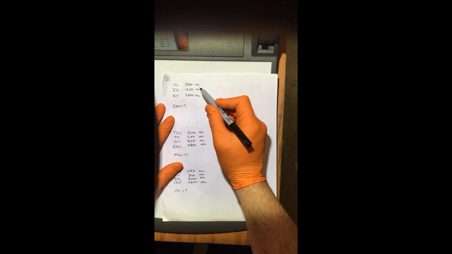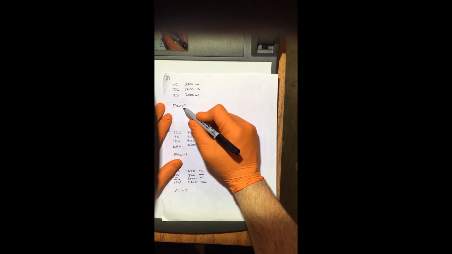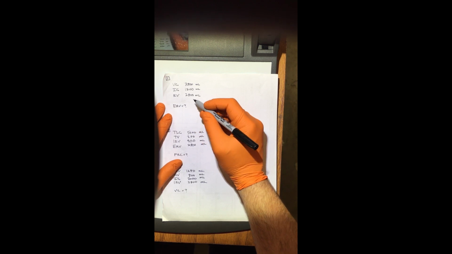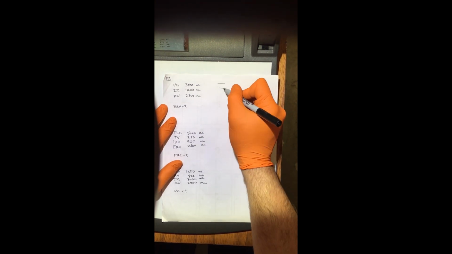So let's actually work the first problem right here. So we have this information and we're asked to calculate the expiratory reserve volume. All right, so the first step, I'm going to draw those 5 lines, always 5. Now let's just start filling in what we know.